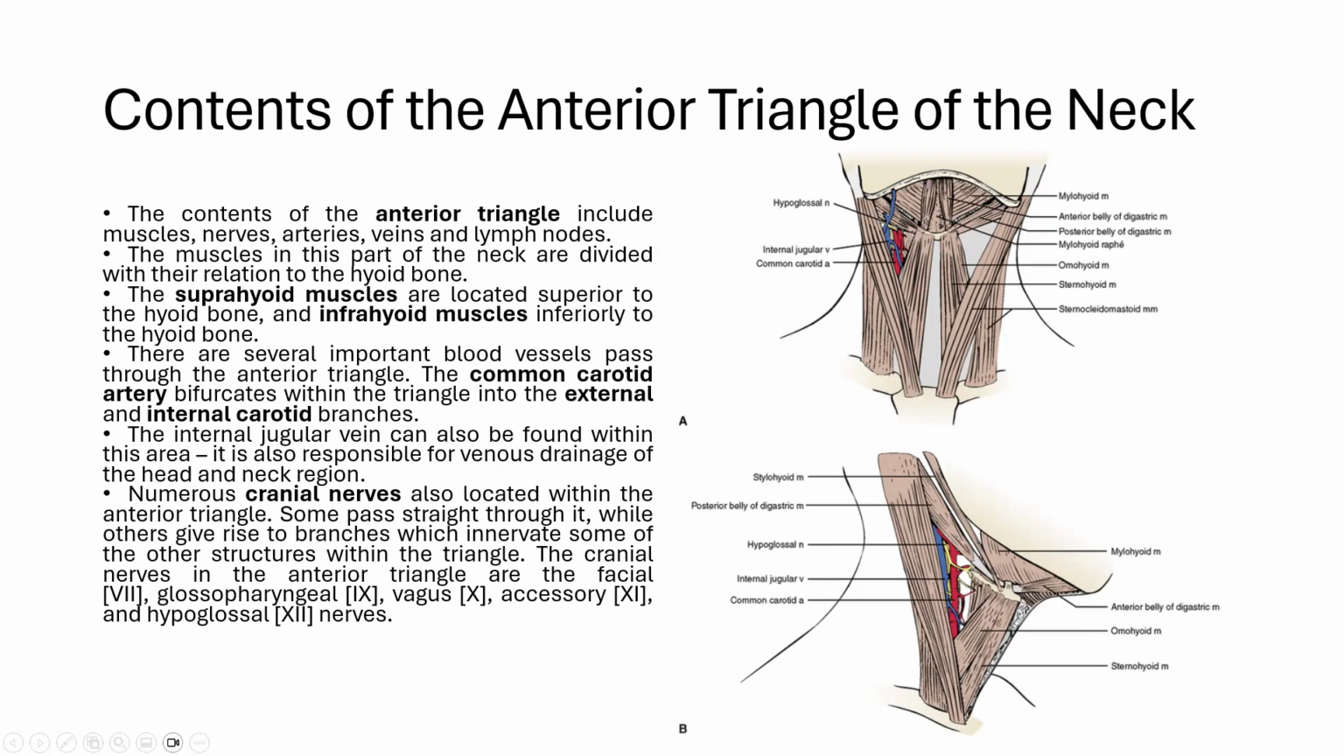Numerous cranial nerves are also located within the anterior triangle. Some pass straight through it, while others give rise to branches which innervate some of the other structures within the triangle. The cranial nerves in the anterior triangle are the facial, glossopharyngeal, vagus, accessory, and hypoglossal nerves.